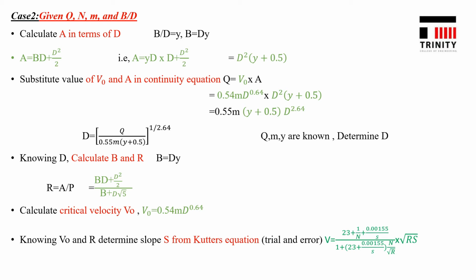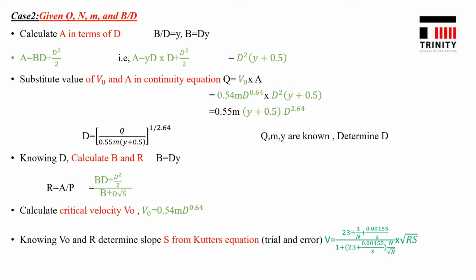Next, knowing depth, we can find out the bed width B and the R. That is, B is equal to dy. So from the above equation, we get the depth. Depth into the ratio will give the bed width, and we can find out the hydraulic mean depth R, which is equal to area by wetted perimeter. That is, substituting BD plus D square by 2 divided by B plus D root 5.